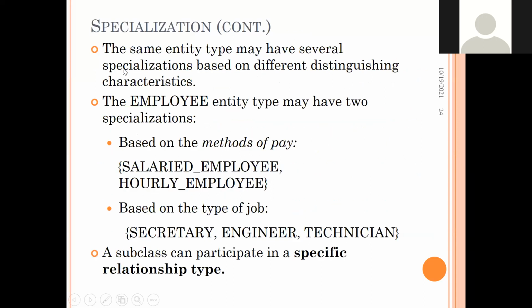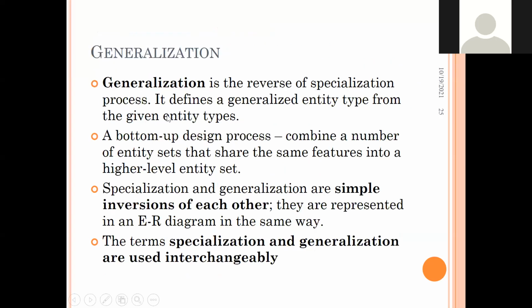The same entity type may have several specializations. That is what I have said, that you have an employee who is a salaried employee or a waged employee. At the same time, you have an employee who is either a dean, a lecturer, or a secretary. So a particular entity can have several specializations. Now we have generalization. It's the reverse of specialization. This is a bottom-up approach that starts off with the low-level entities and then goes up into the high-level entities. When you're talking about specialization and generalization, these terms are usually used interchangeably.